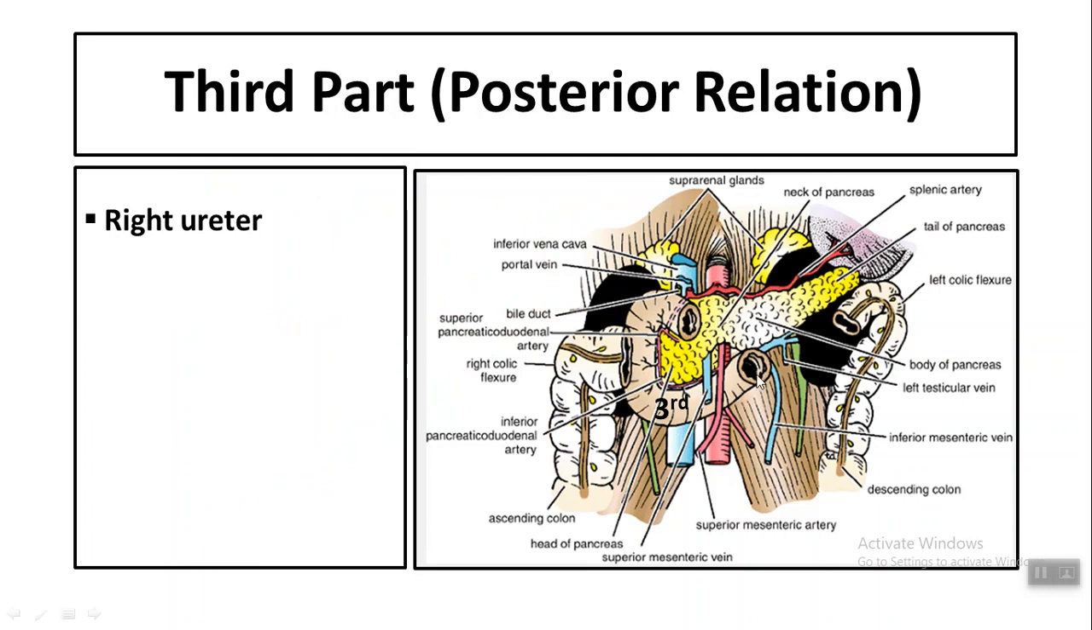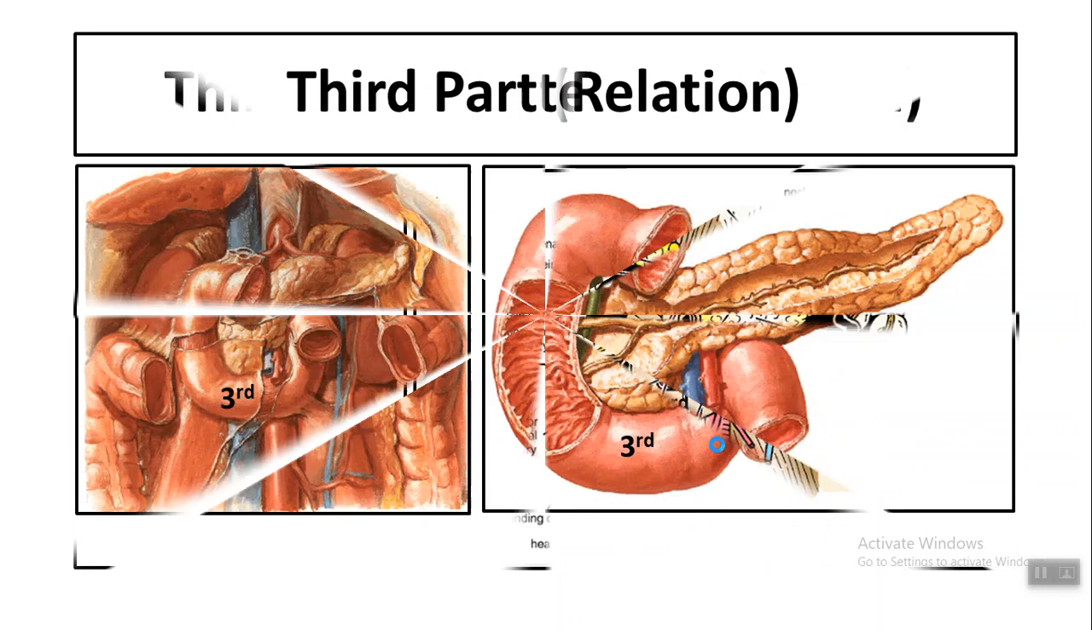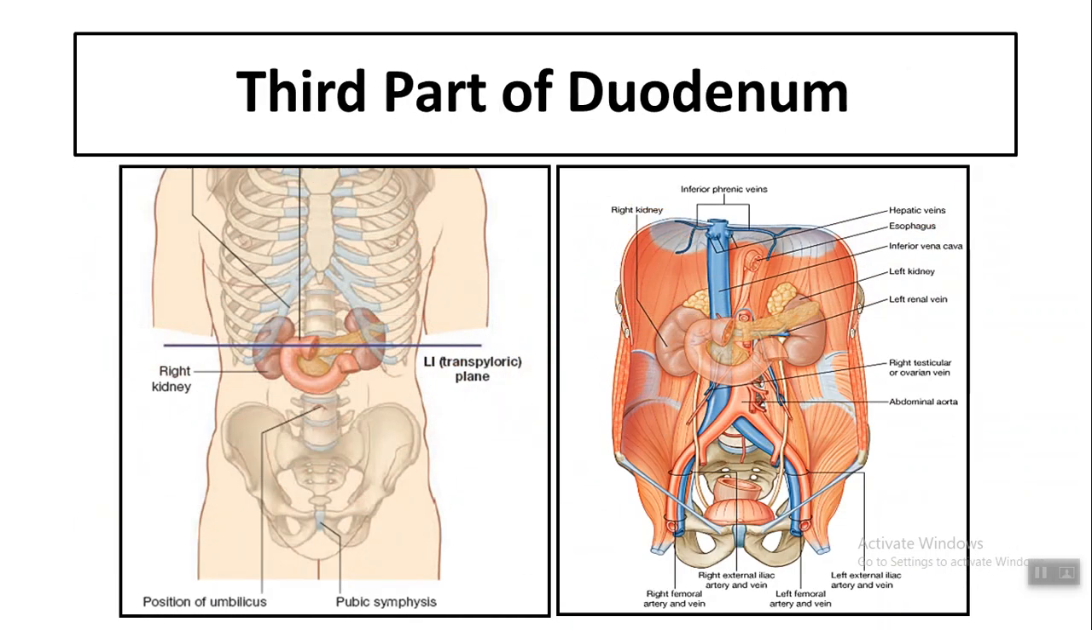Posteriorly, the transverse part of the duodenum is related to the right ureter, to the right psoas muscle, to the inferior vena cava, and to the aorta. Here we can see the picture more clearly, the posterior relation of the third part: the right ureter, right psoas muscle, inferior vena cava, and the aorta.